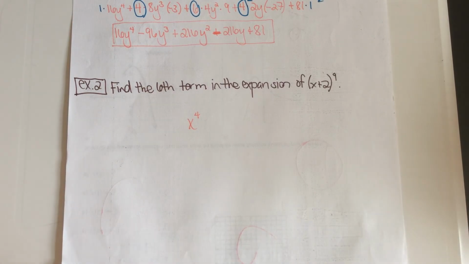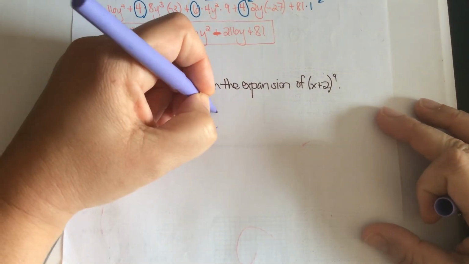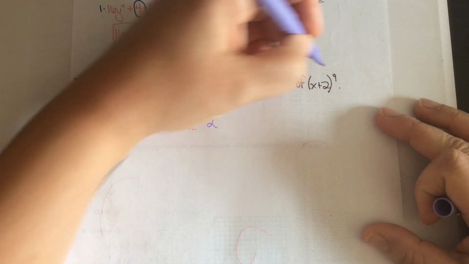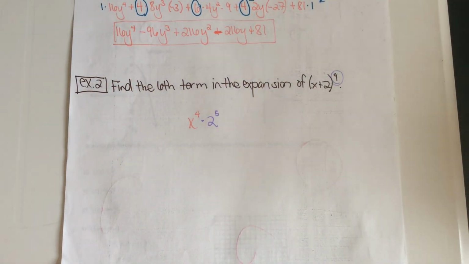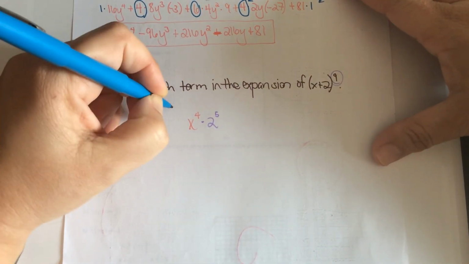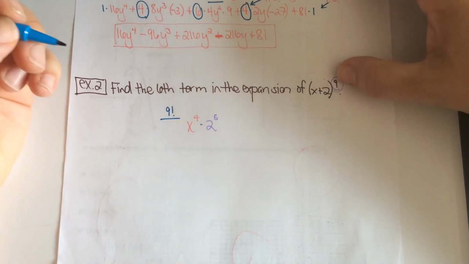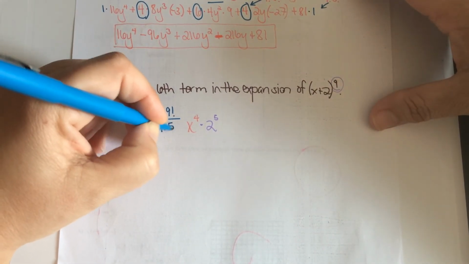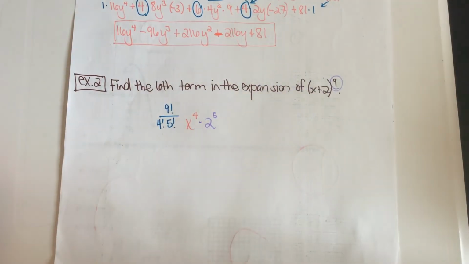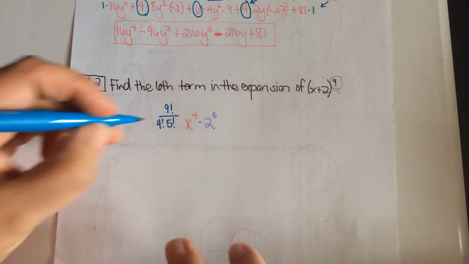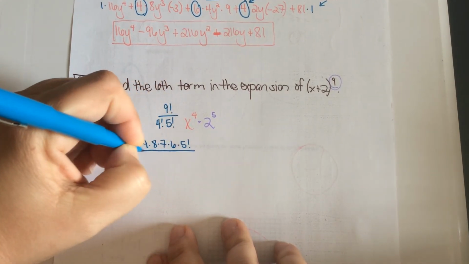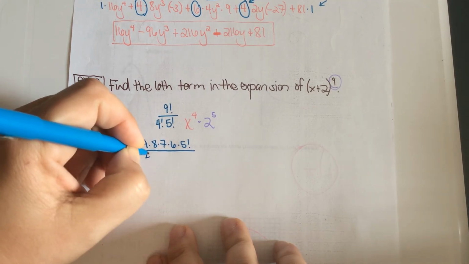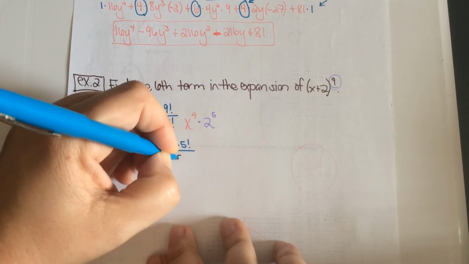Then I know that the 2, the second term, has to be to the 5th power because these have to add up to make that. So 4 plus what equals 9. And then I know the coefficients. It's 9 factorial, the original, divided by the exponents on the pieces of the term. And then I can go 9 times 8 times 7 times 6 times 5 factorial, and then 4 times 3 times 2 times 1 times 5 factorial.